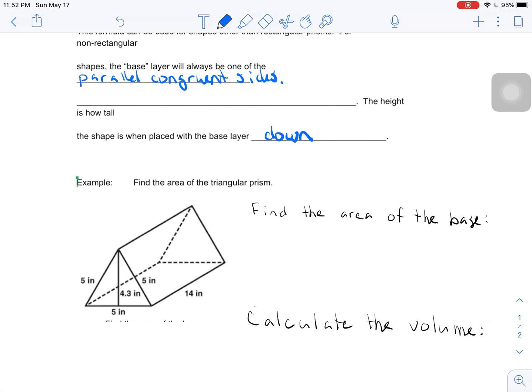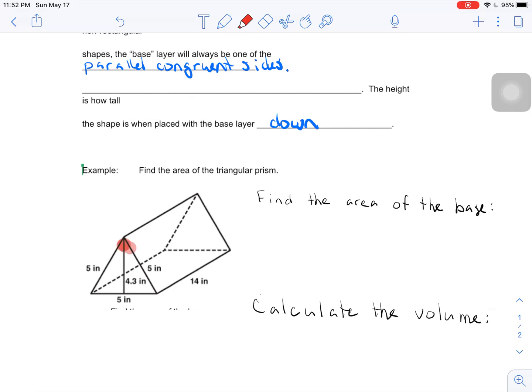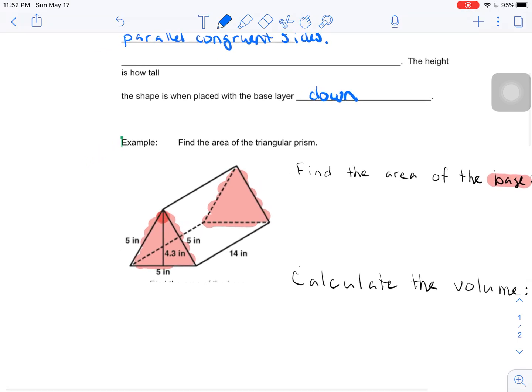This diagram that you're looking at, bottom part of your notes, is a triangular prism. We just said that the base layer is always one of the parallel congruent sides. So we have to look for those parallel congruent sides. In this case, the only two sides that are parallel, that are running the same direction, are right here and here. And they're congruent because they're both triangles, so they're the same shape. So that means that those are the base layer. That also means that this triangular prism is laying down on its side.